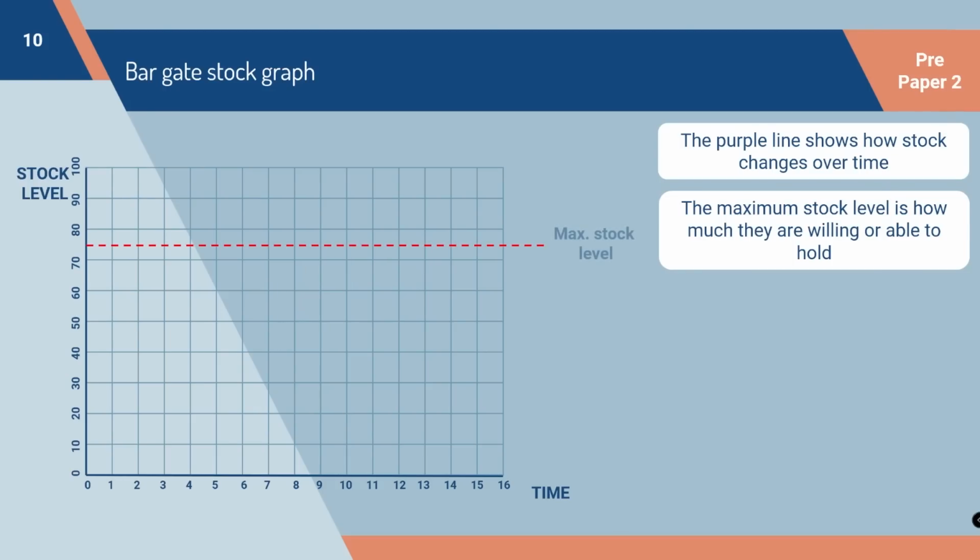This maximum stock level here is at 75. That might be just the maximum that they're able to hold because of their storage space, or just how much they're willing to hold of a certain product. So our stock level goes up to 100 here, but the maximum for their business is going to be 75. This purple line shows that over a period of days or weeks, we'll say weeks, we could say days, it doesn't really matter, I haven't set anything for it, their stock depletes.